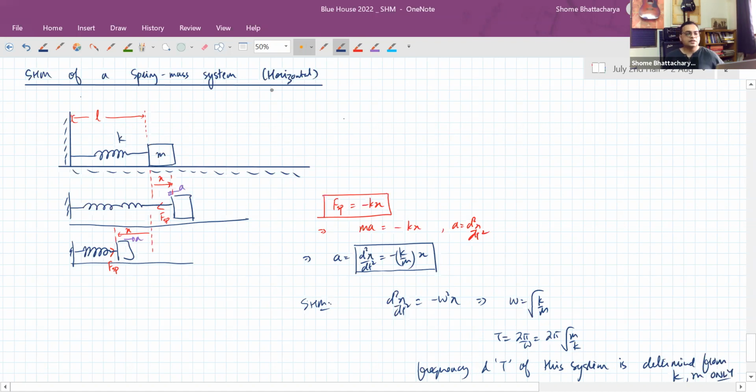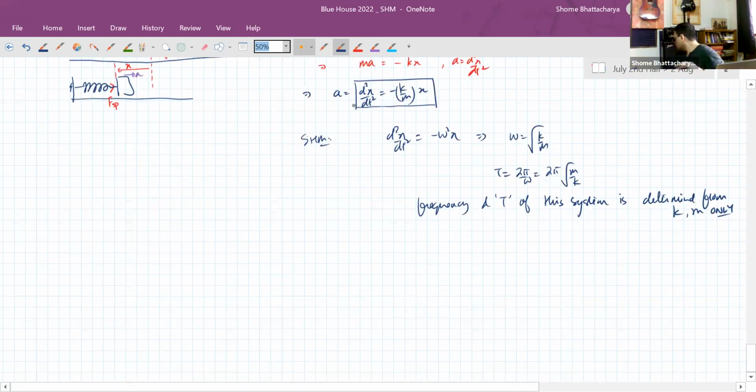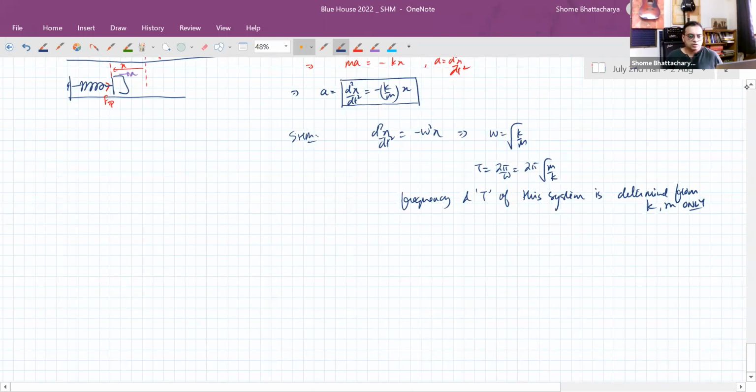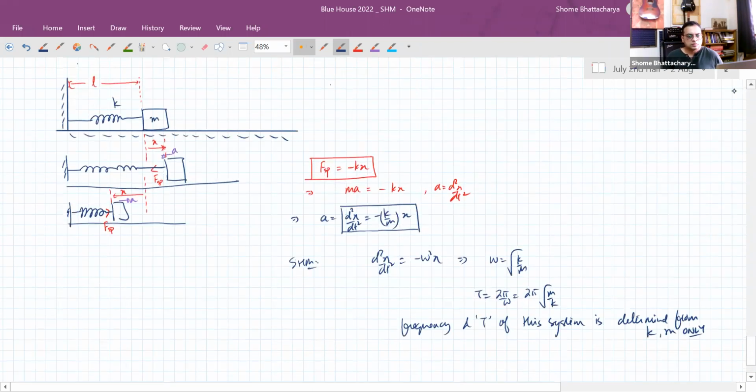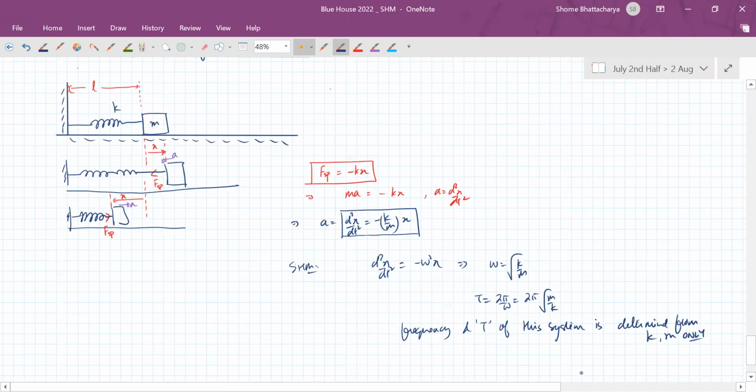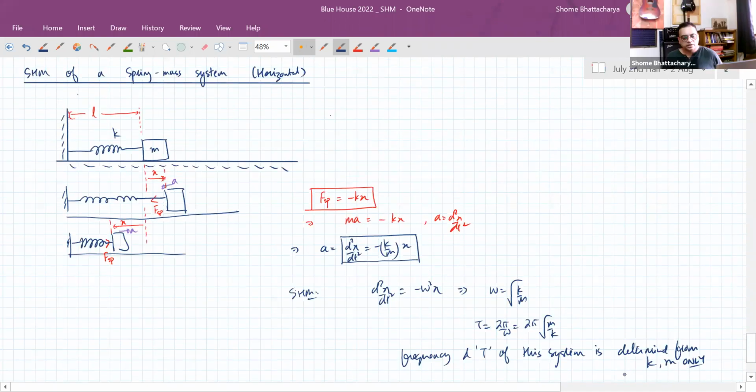It is not affected by how much amplitude the block oscillates with or what the initial phase is. That is the first important thing to understand. Okay? Only, and it is therefore independent of amplitude and phase constant.